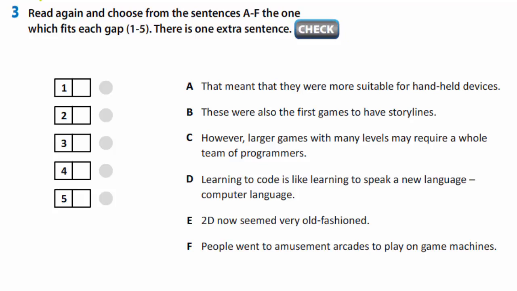There is one extra sentence. Let's check. For the first gap is D. Learning to code is like learning to speak a new language, computer language. Number 2. F. People went to amusement arcades to play on game machines. The third is B. These were also the first games to have storylines. Number 4. E. 2D now seemed very old-fashioned. And the last is A. That meant that they were more suitable for handheld devices.